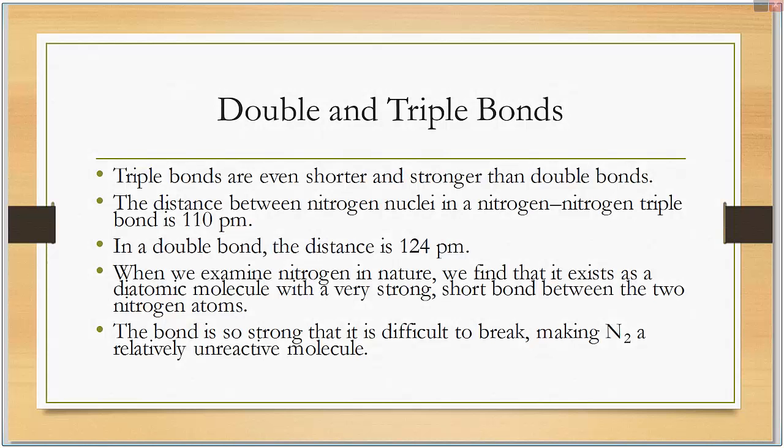Triple bonds are even shorter and stronger than double bonds. The distance between nitrogen nuclei in a nitrogen triple bond is 110 picometers, while the double bond is 124. When we examine nitrogen in nature, we find that it exists as a diatomic molecule and has a very strong, short bond between the 2 nitrogen atoms. The bond is so strong that it is difficult to break, making N2 a relatively unreactive molecule. And that's your background information for Lewis structures.